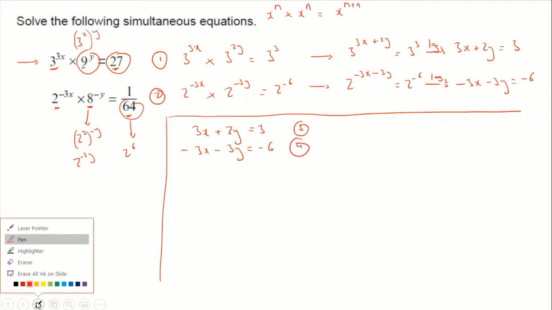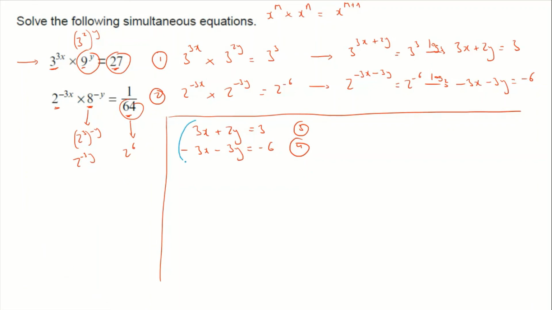Normally I'd multiply the equations by something, but I'm lucky here because I spot that these have the same coefficient. Remember, same sign subtract. These have different signs, so I'm going to add the equations up to get rid of the x's. If you do equation 3 add equation 4, then the x's will cancel out. 2 add negative 3 is negative 1, so I get negative y. And 3 add negative 6 is negative 3. Now if you just divide by negative 1, you're going to get y equals 3. Again, this gives you 0, then 2 plus minus 3 is minus 1, and 3 plus minus 6 is minus 3.